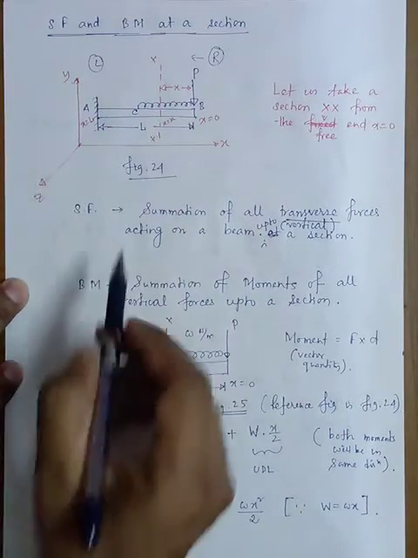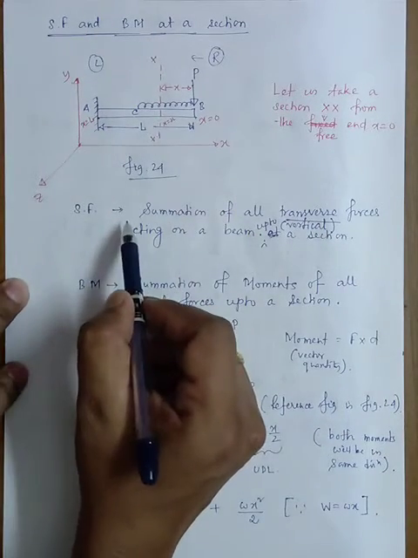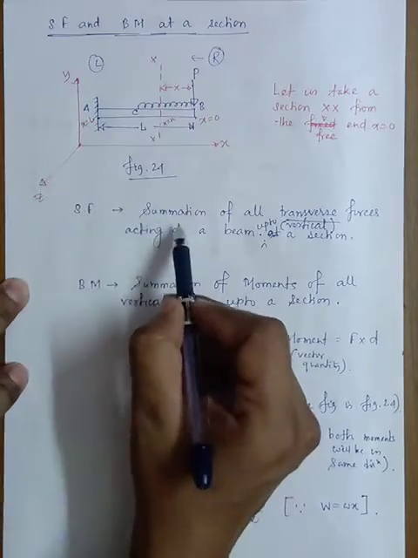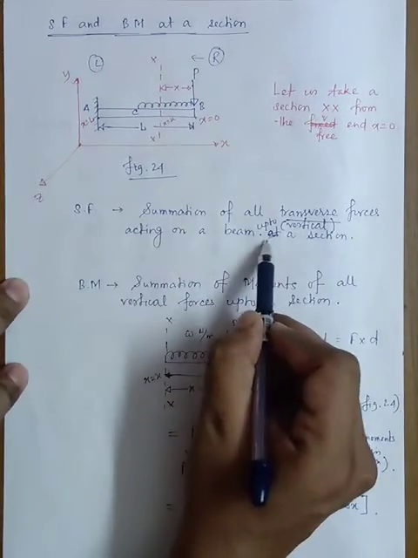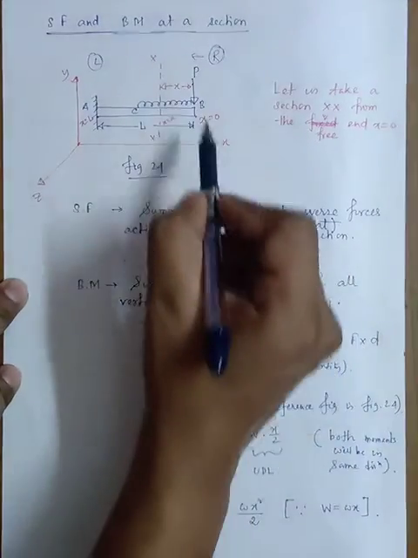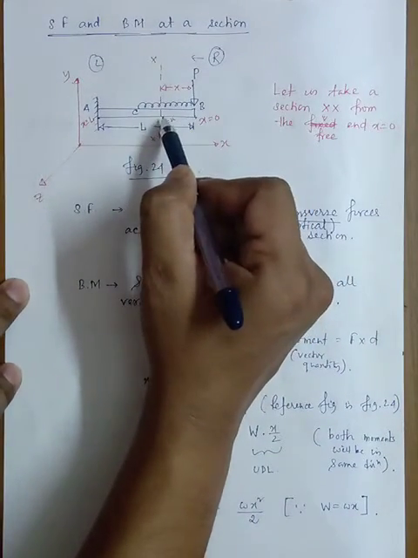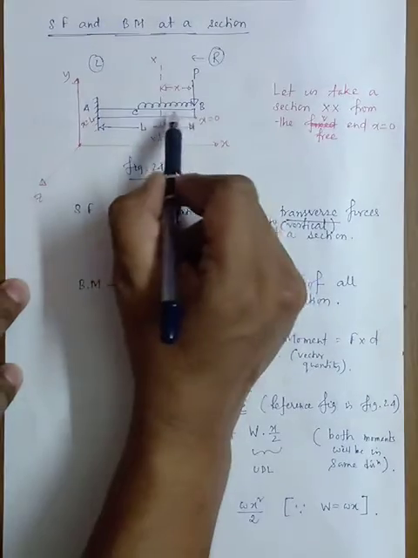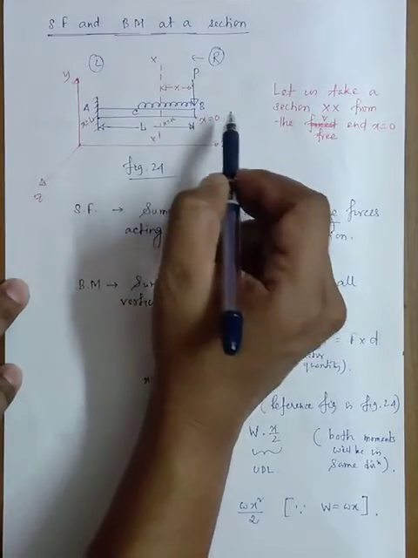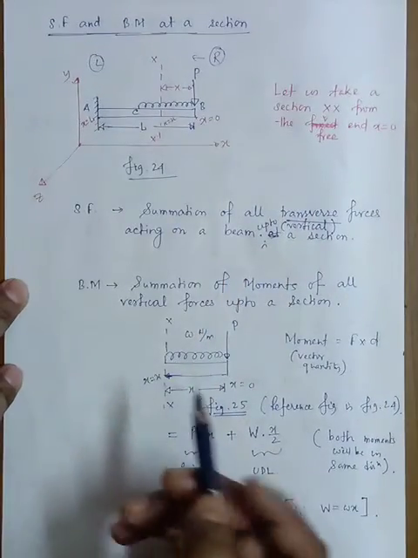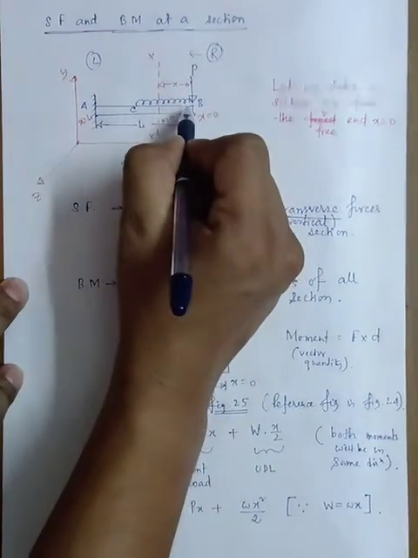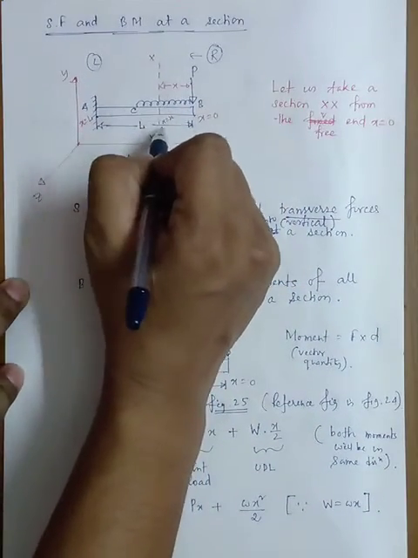Okay, so now what is shear force? How is shear force calculated? The definition is the summation of all the transverse forces acting on a beam up to a section. The shear force is calculated at sections because the total force will be equal to 0. That is why the forces are calculated up to a section only.